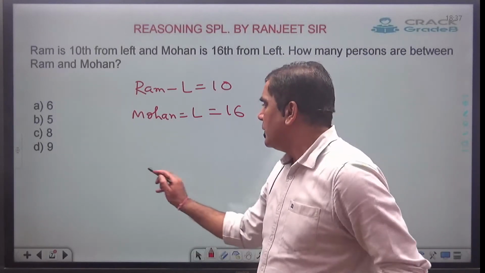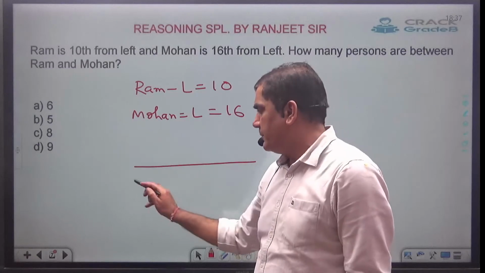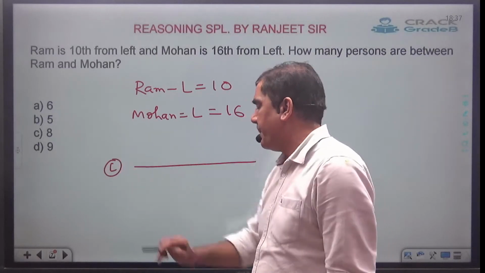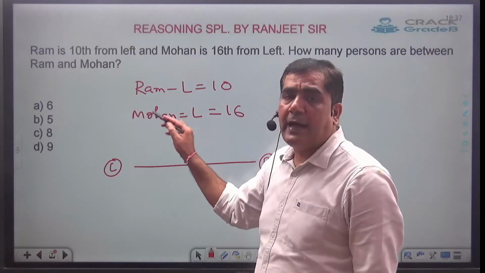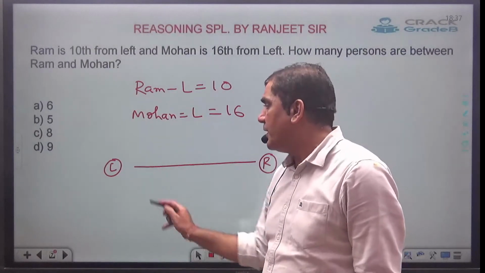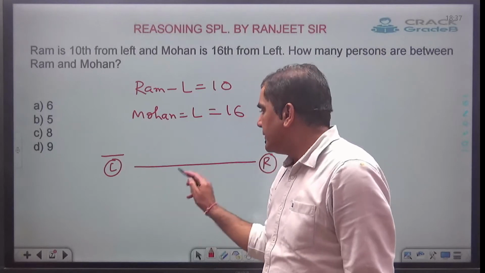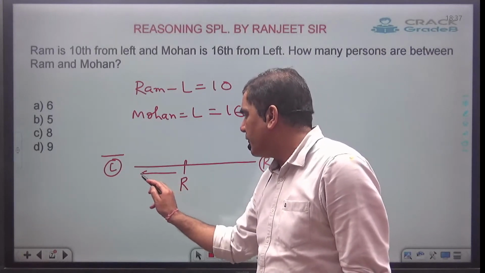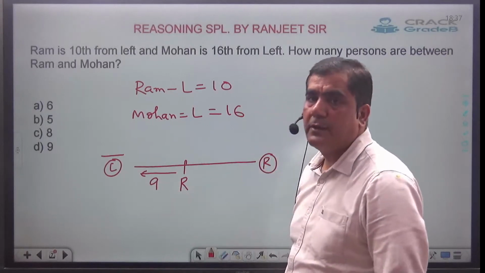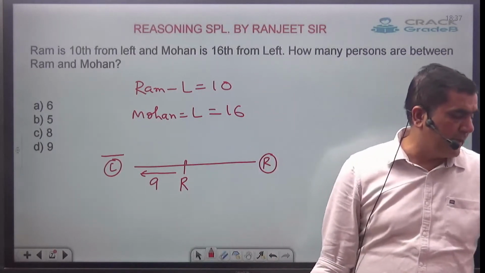Easy one. Since they have given left, let's plot the diagram horizontally. This will be left and this will be right. Now here they are saying Ram is 10th from left. Means what? If I am going to see from this side, Ram will be over here and Ram's position is given to be 10. So to the left of Ram, there must be 9 persons.